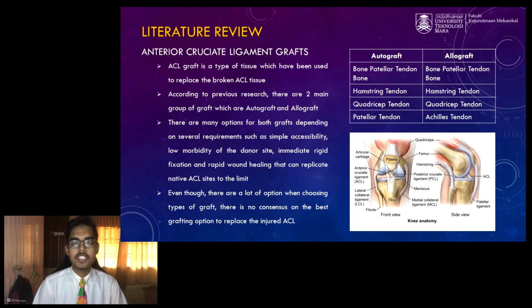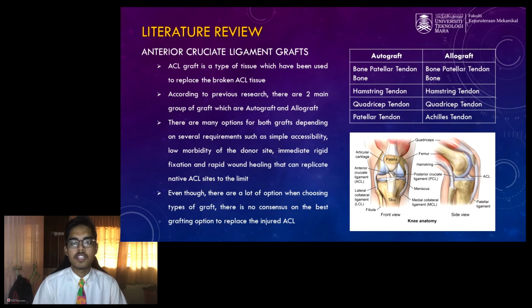Okay, for the literature review, first we have ACL graft. ACL graft is a type of tissue which has been used to replace the broken ACL tissue. According to previous research, there are two main groups of graft, which are autograft and allograft. There are many options for both grafts depending on several requirements such as simple accessibility, low morbidity of the donor site, immediate rigid fixation, and rapid wound healing that can replicate the native ACL to the limit.